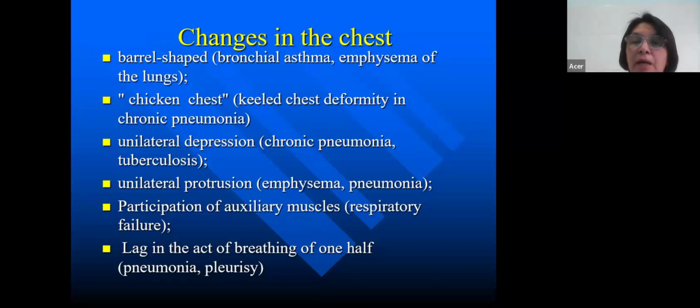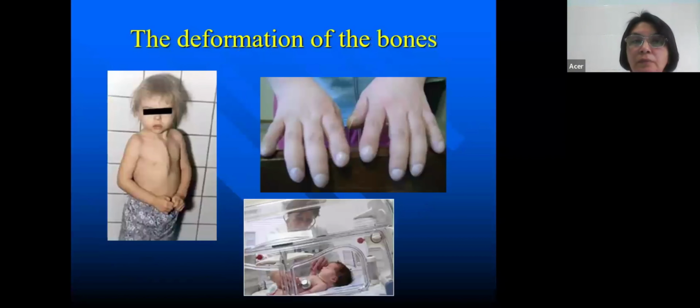Participation of accessory muscles, a typical sign of respiratory failure. Lag in the act of breathing of one half, typical for pneumonia and pleurisy. Deformation of the bones. Pay attention to the first picture, a baby with keel chest deformity. Next picture, a baby with clubbing fingers and nails. Typical for severe chronic hypoxia.